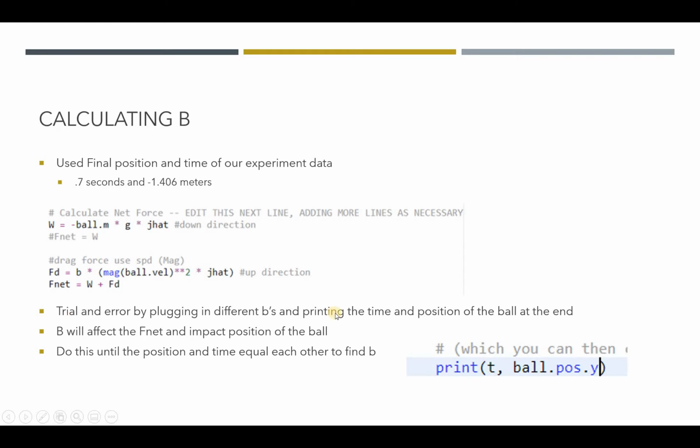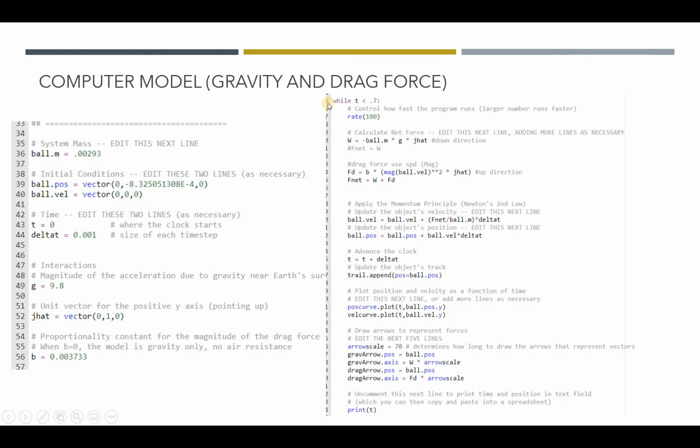And we did trial and error, plugging in different b's and printing the time and position of the ball at the end. And b will affect the force net and impact the position of the ball. You do this until the position and time equal each other to find b. What I ended up finding is 0.003733. And then force net is equal to weight plus force of drag, and everything else would be the same.